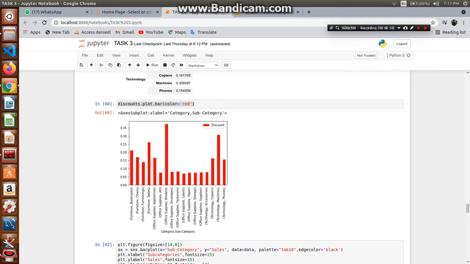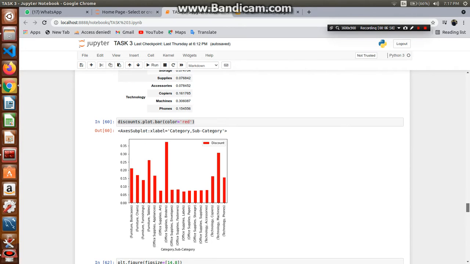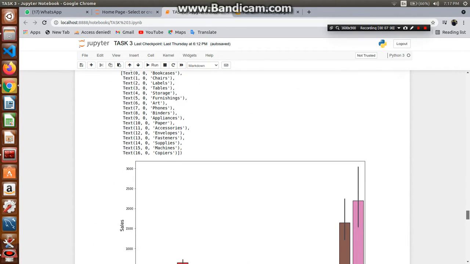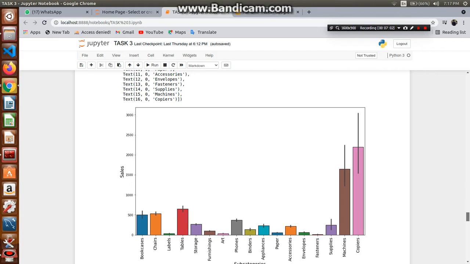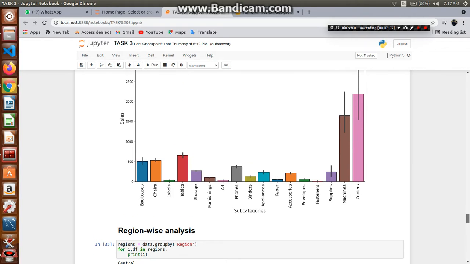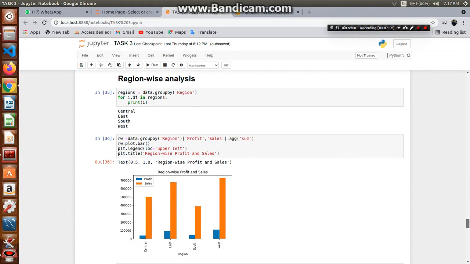And again, in technology, machines need to be given more discount, but as it gives more profit, it can be considered. Moving ahead, what gives us the top sales? Copiers and machines have the highest sales, which in turn makes the most profit. And after that, region-wise analysis.